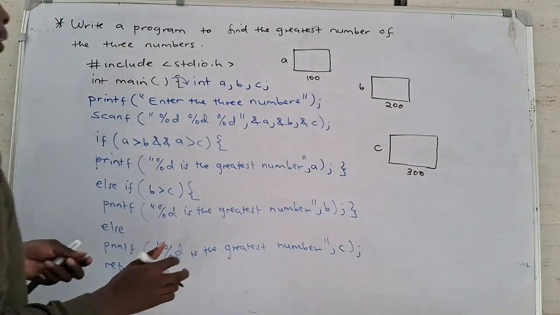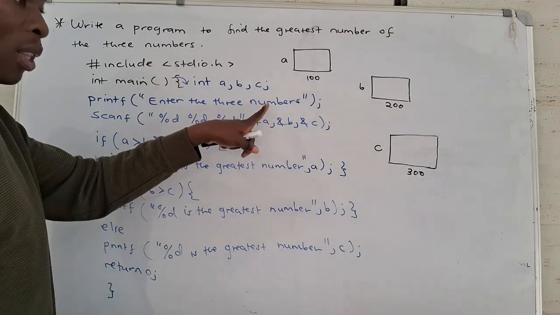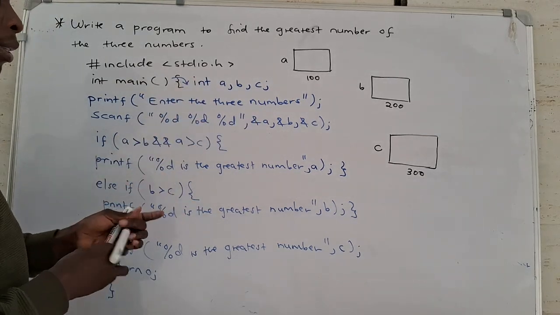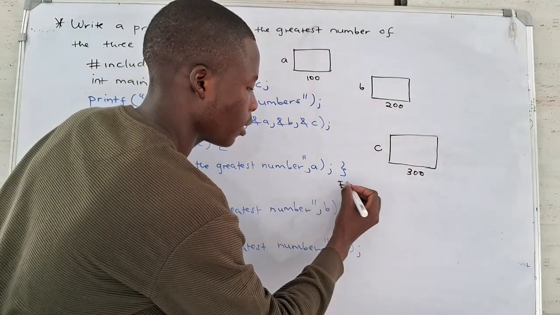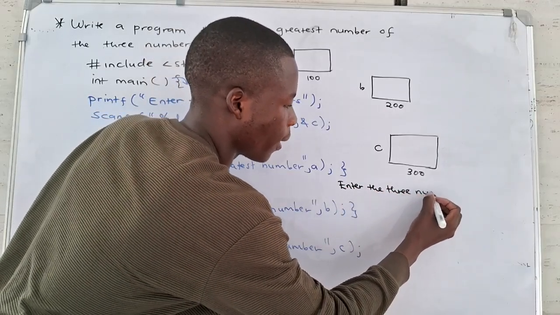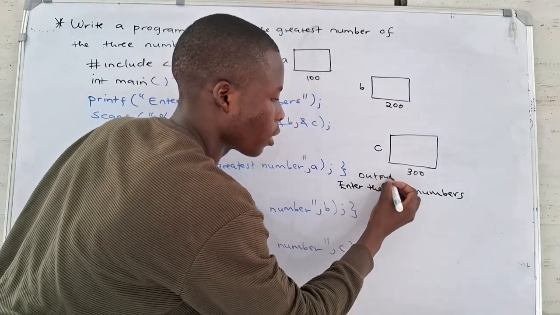This is going to happen in the computer itself. printf, enter the three numbers. So this is an instruction. This is part of the output. You are going to see this statement: enter the three numbers. So this is the output.